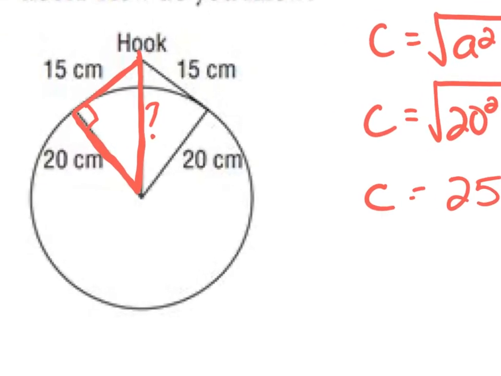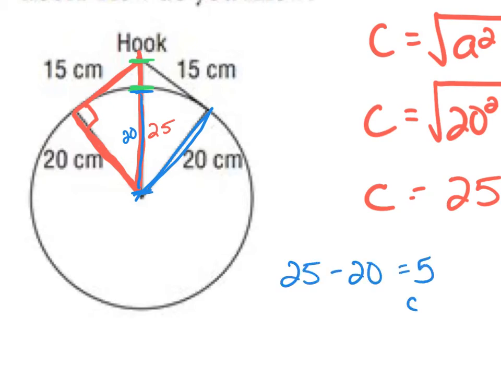So I know that this whole missing side here is 25 centimeters. But I don't want to know what that whole side is. I just want to know what here to here is. Well, I know that from this blue line to this blue line is a radius, which is equal to this radius over here. So if the blue part is 20, I can go 25 minus 20 to get 5 centimeters left over up here.